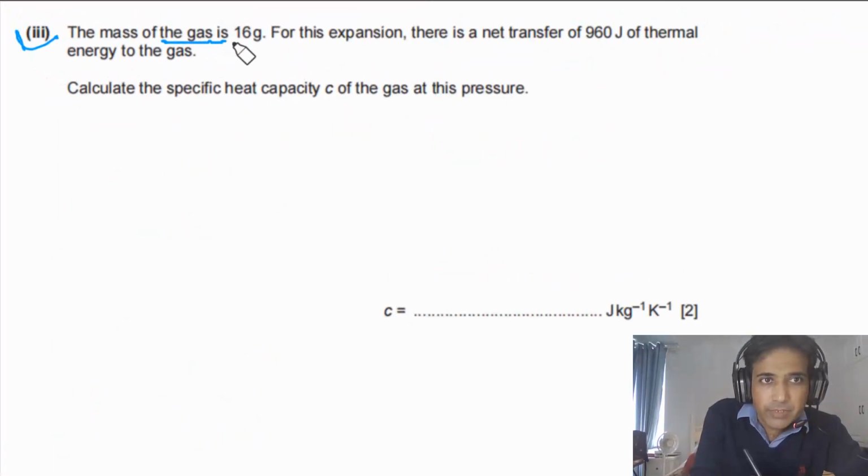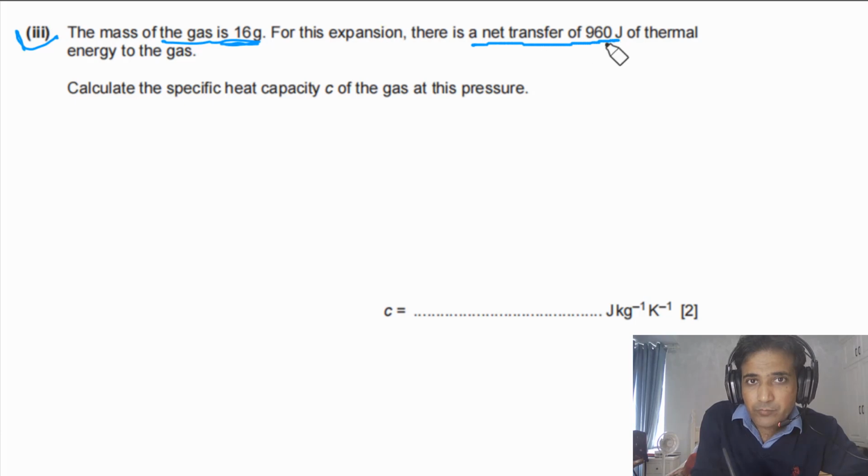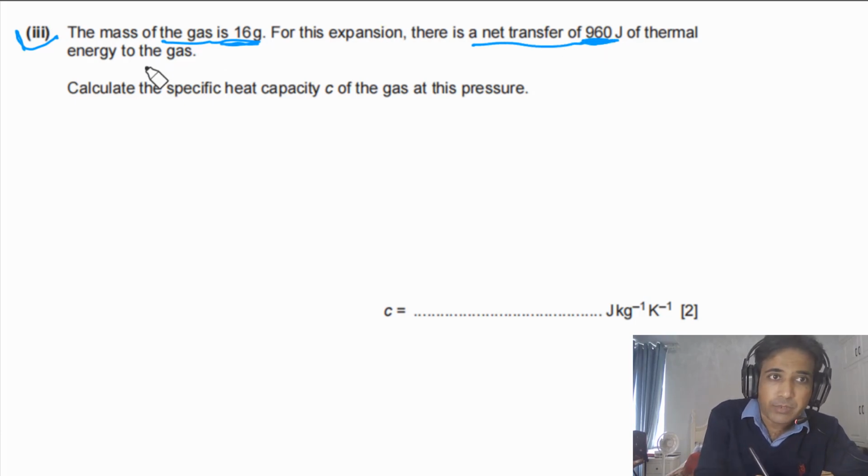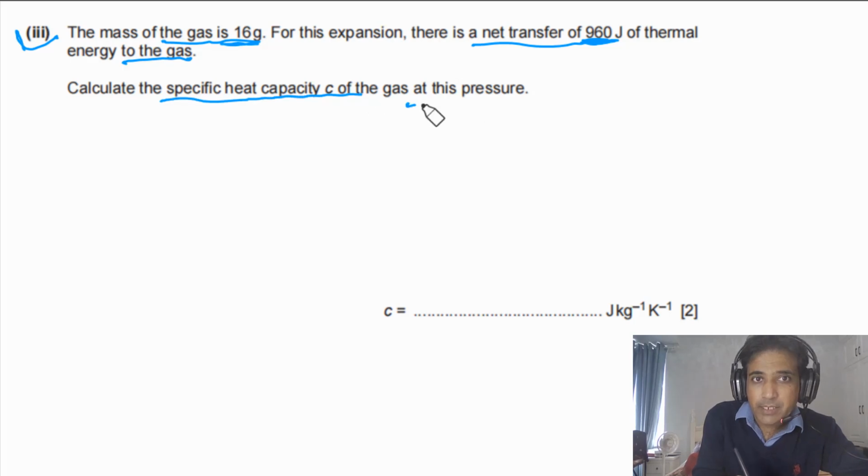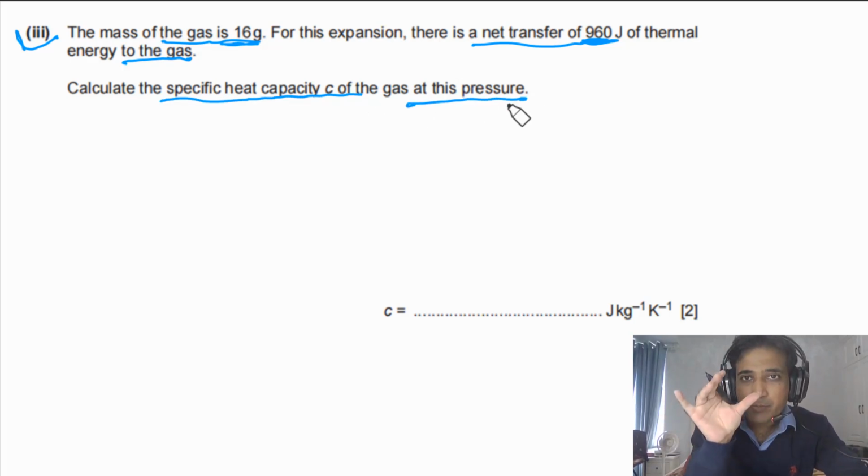The question says the mass of the gas is 16 grams. For this expansion there is a net transfer of 960 joules of thermal energy to the gas. Calculate the specific heat capacity of the gas at this pressure. So simply we need to calculate the specific heat capacity of the gas.